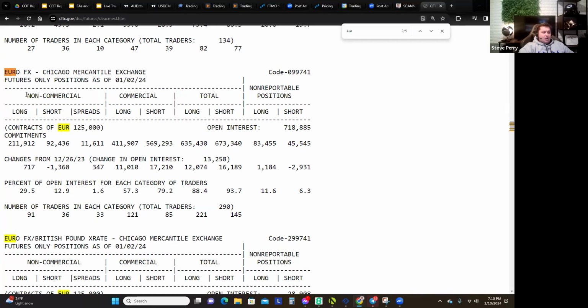So non-commercials are basically your big banks, and they trade forex and futures with the intention of just making money. That's it. There's really no other motivation.